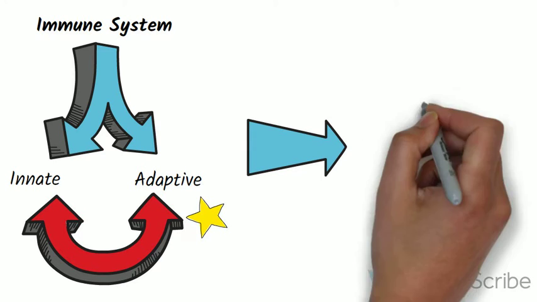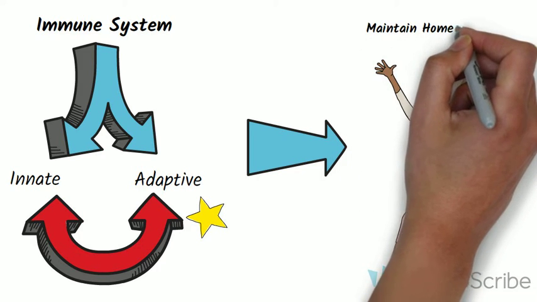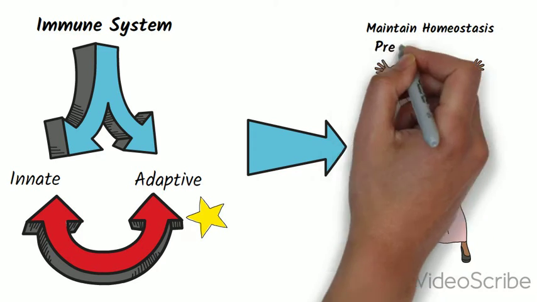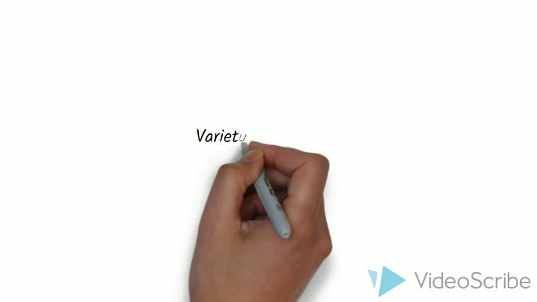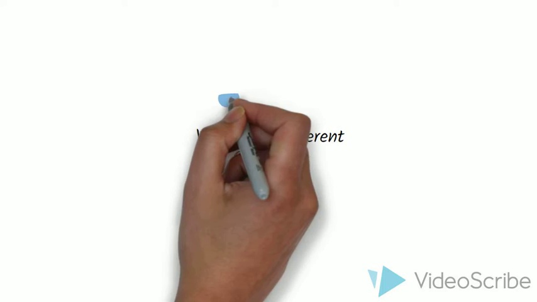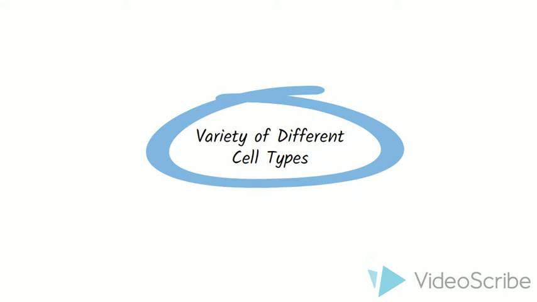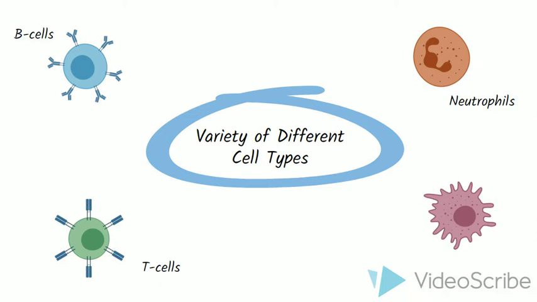Independent of their individual functions, the innate and adaptive immune systems are crucial in maintaining homeostasis and preventing infection. So how do they do this? Put simply, both the innate and adaptive immune systems do this via the use of different cell types, each with specific protective functions, including B cells, neutrophils, T cells, and macrophages.